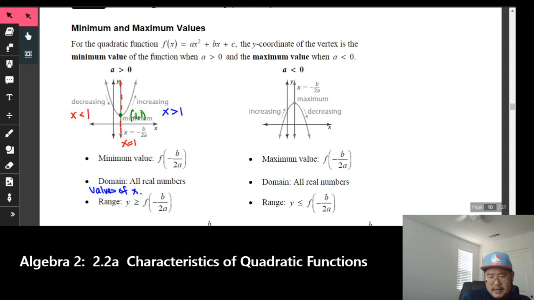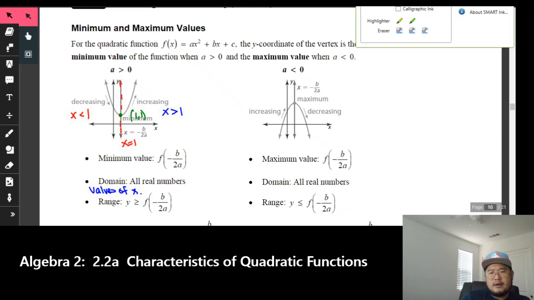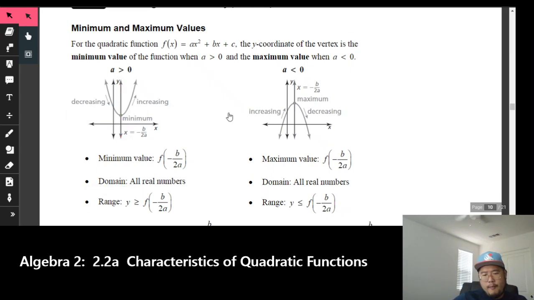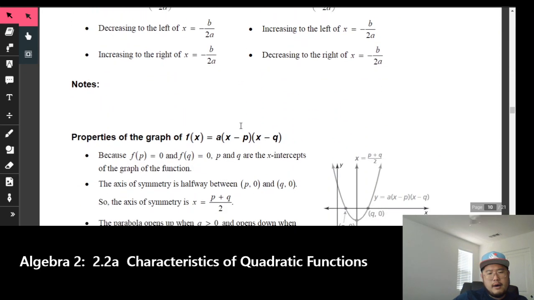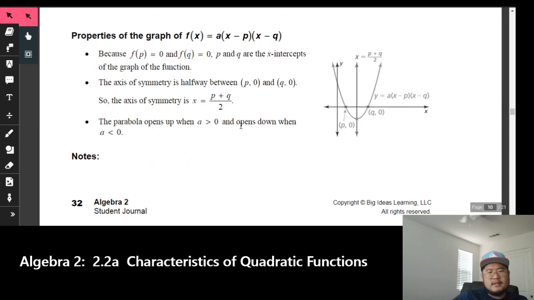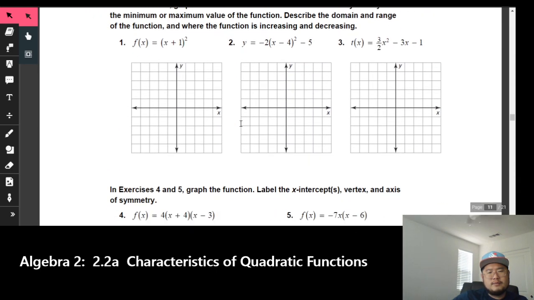The same thing applies to a parabola that's going downwards. The difference right here is that we have a maximum, because it is going downwards. And so hopefully you could put that together pretty easily. And then we will come back to this in the next lesson.